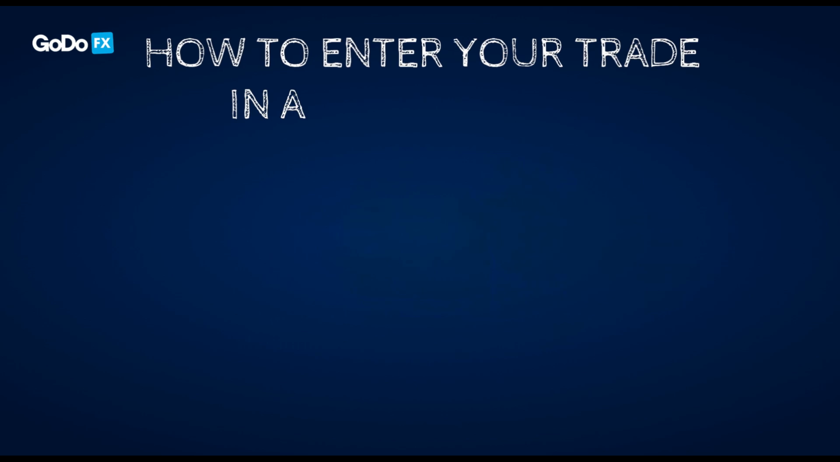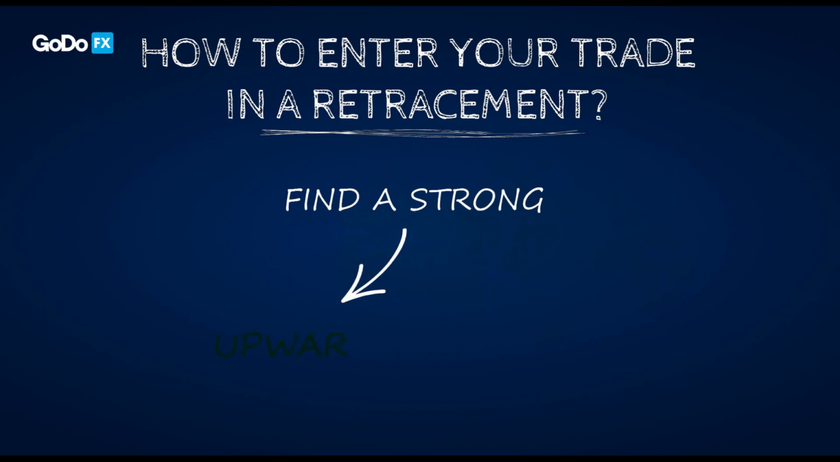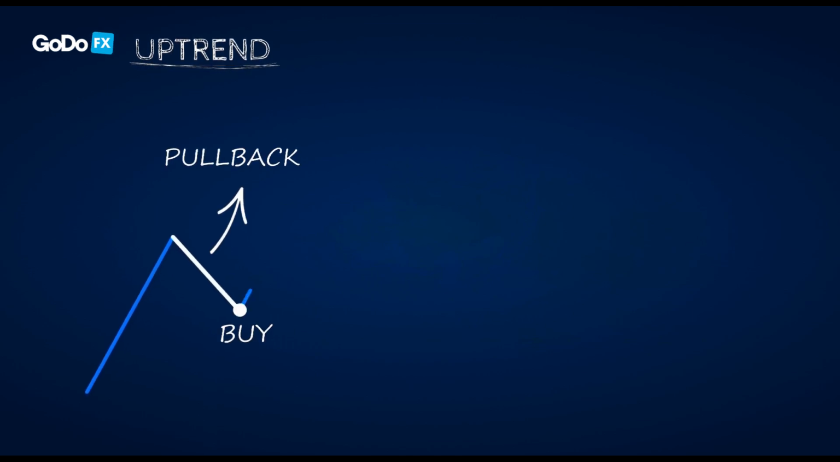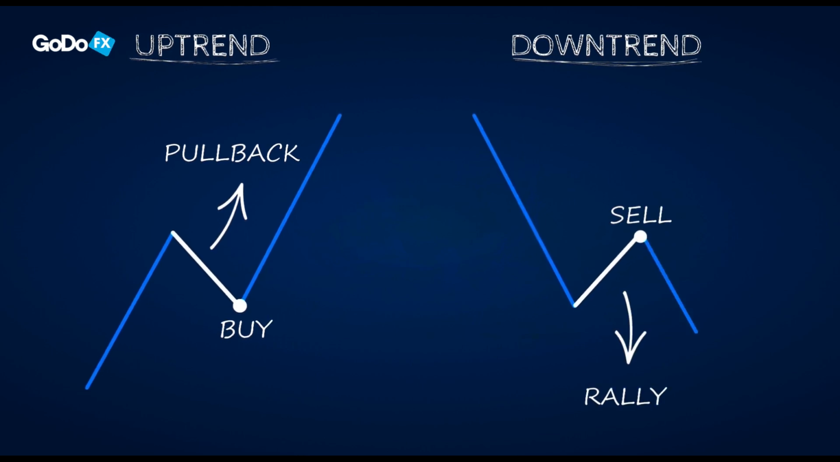So how would you enter your trade in a retracement? What's first? The first thing you need to do is find a strong upward or downward movement of a given financial instrument. To find a good entry position, you should look to enter the market in the direction of the trend right after a pullback has occurred. Put simply, you should buy pullbacks in an uptrend and sell rallies in a downtrend. However, how do we know when the market will pull back?